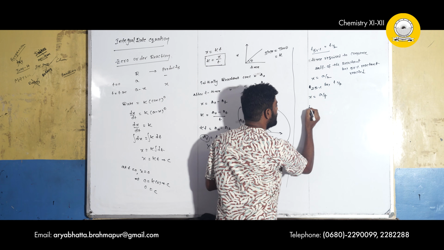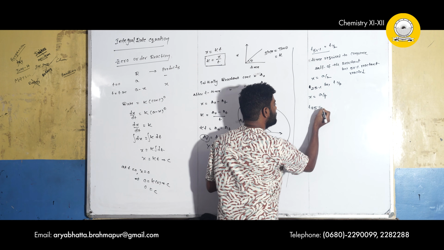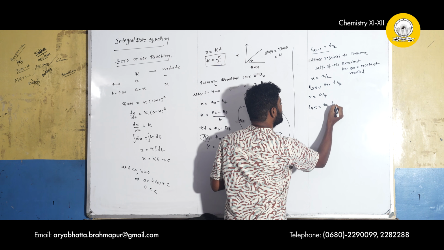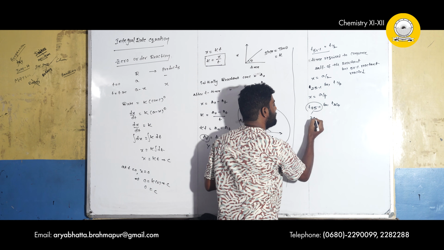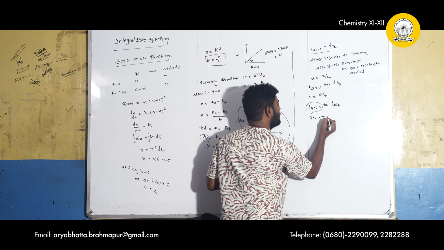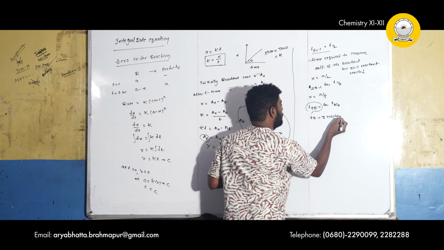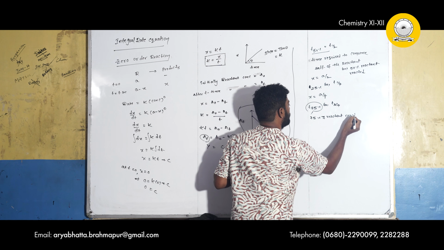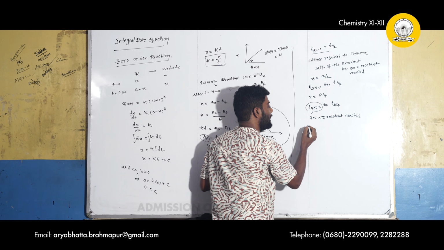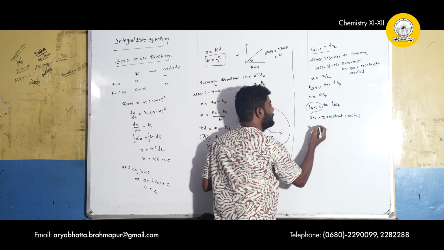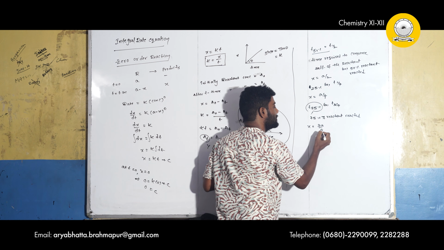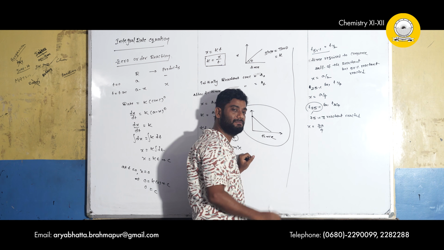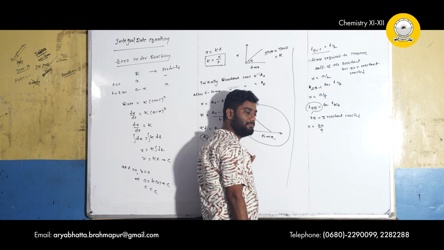Or suppose we have 75%. You can guess this so easy. Or this is T 3 by 4. T 75% means what? 75% of reactant. So X is equal to what? 75% conjugates, 3A by 4. 75% is 3 by 4. X equal to 3A.